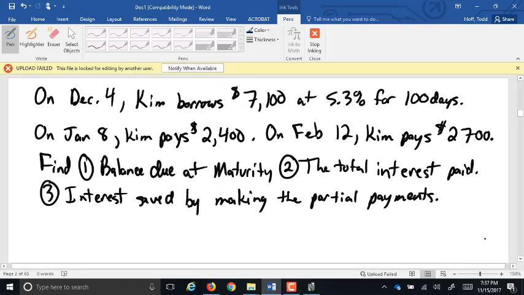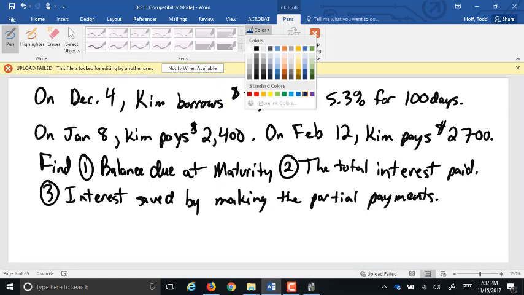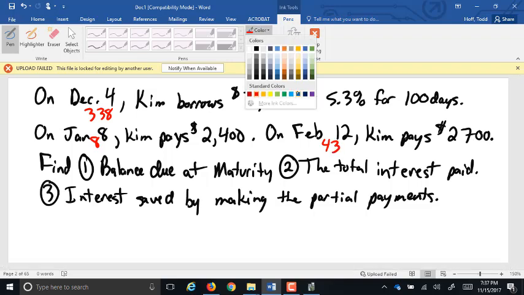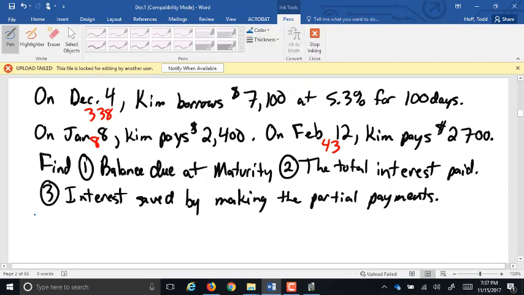Let's see how the process is going here. You go to your calendar. December 4th is day 338. January 8th is day 8. February 12th is day 43, correct? So we have day one, December 4th. We have the $7,100 loan.